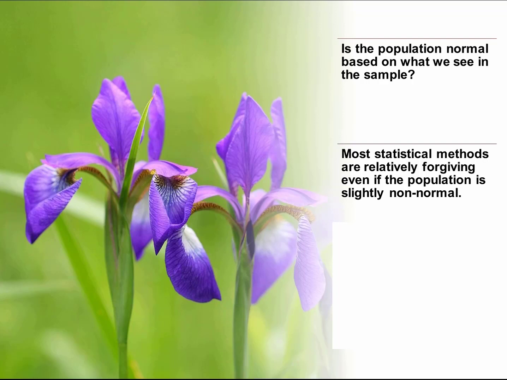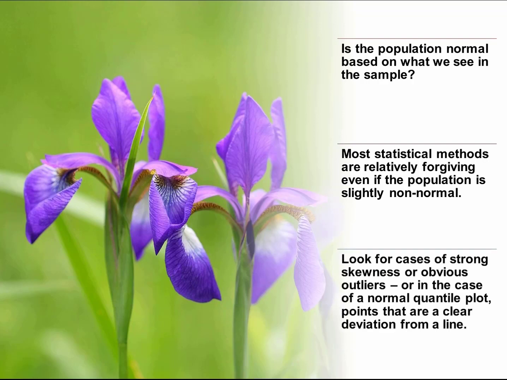Unless there are factors that call for stricter evaluation, it's generally acceptable to be somewhat more tolerant in making our normality assumption. In other words, we'll look for cases of strong skewness or obvious outliers, or in the case of a normal quantile plot, points that are a clear deviation from a line. There are other methods for testing the normality of a population, but we'll have to get a little further down the road before we can get into those.